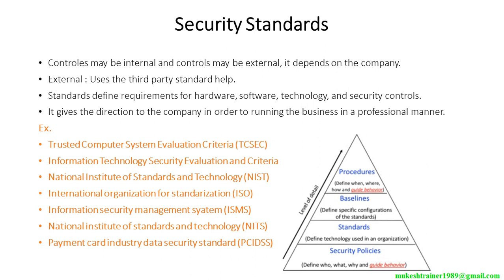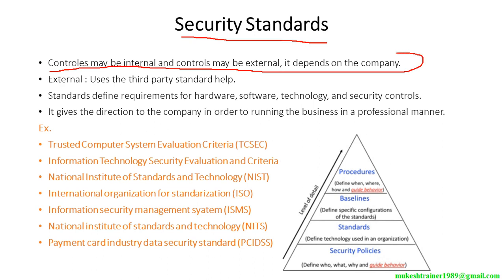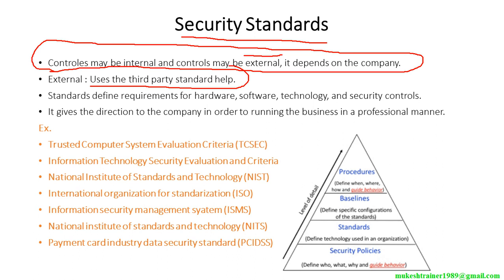Next is the security standard. What are the security standards over here? Controls may be internal and controls may be external. It depends on the company. Internal is inside the organization, and external is from outside the organization. External controls use third-party standards and require third-party help.